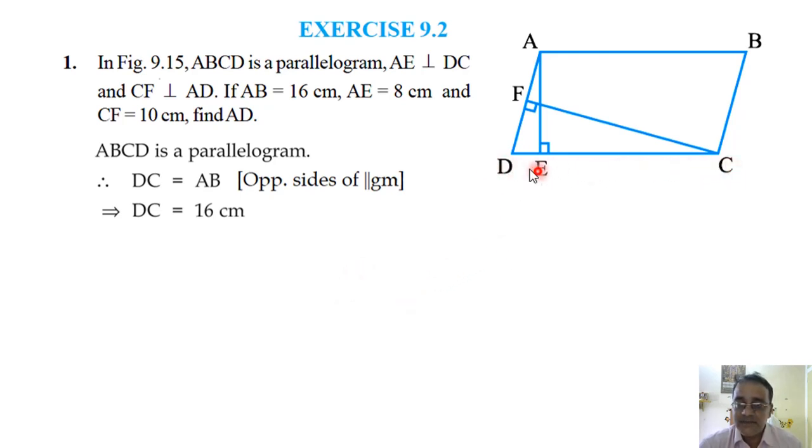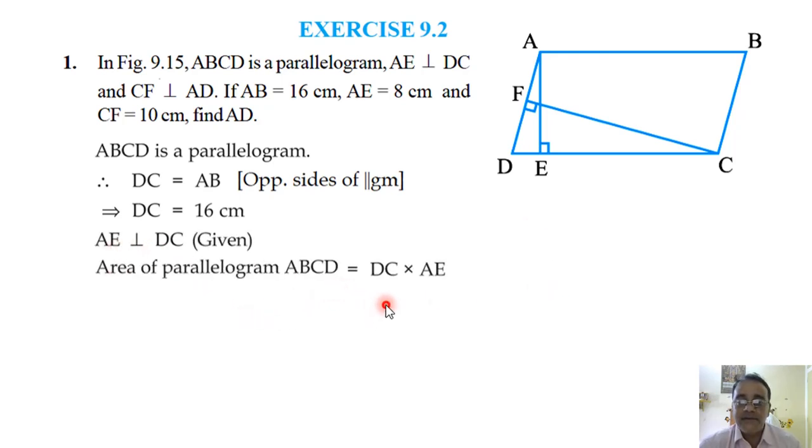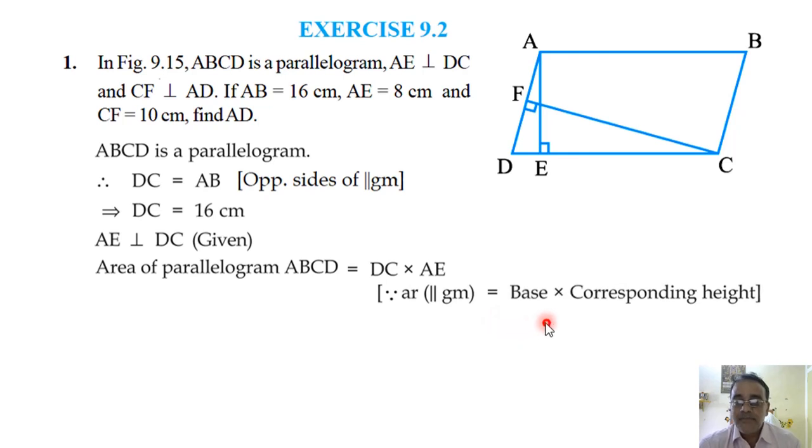So DC के respect में altitude क्या होगा? AE. Very good. So AE is perpendicular to DC. So area of parallelogram ABCD is equal to DC into AE. Why? Because area of parallelogram formula is base into corresponding height. ठीक है? And the value of DC is 16, AE 8 centimeter दिया हुआ है. So we are going to substitute the values.